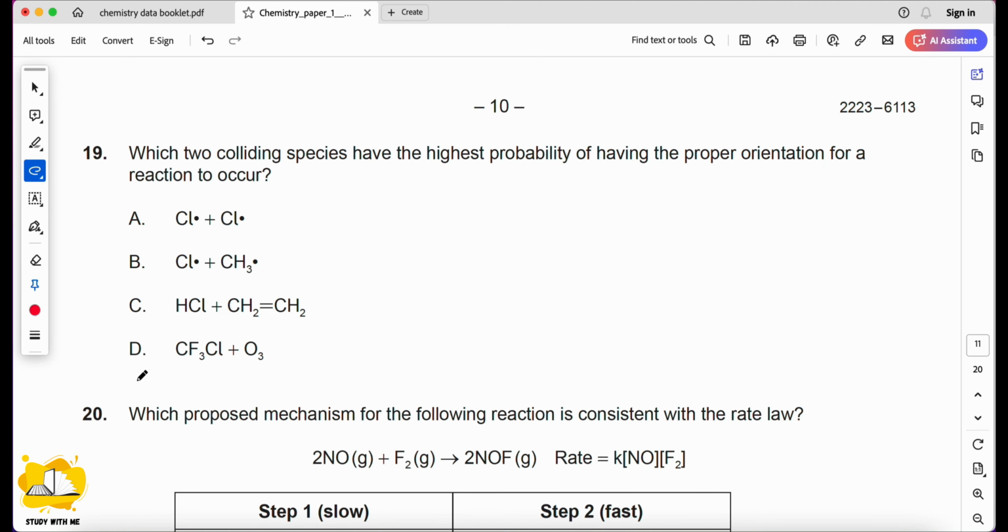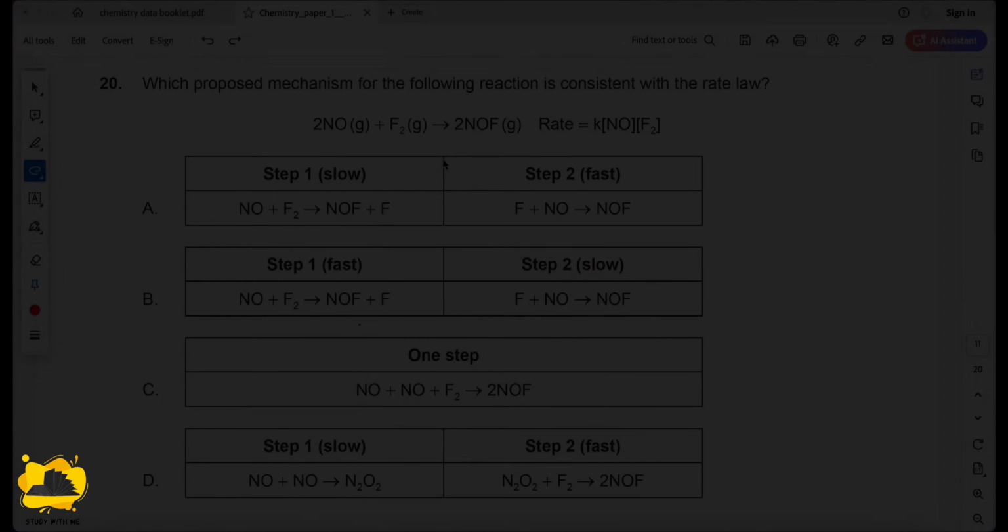And for C, it involves HCl reacting with ethylene with its larger structure, which makes it even more difficult. And for D, it involves 3-fluoromethyl chloride reacting with ozone. Both molecules are very complex, which makes it even more difficult compared to a simpler molecule. So that's why the answer will be A.